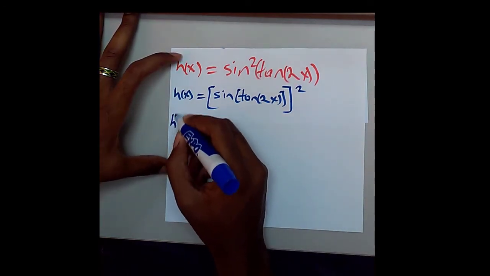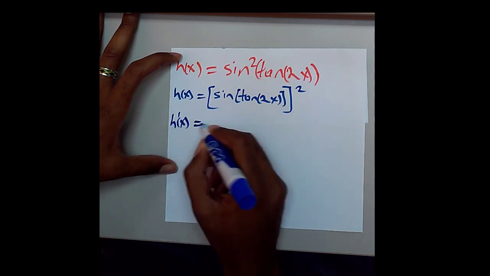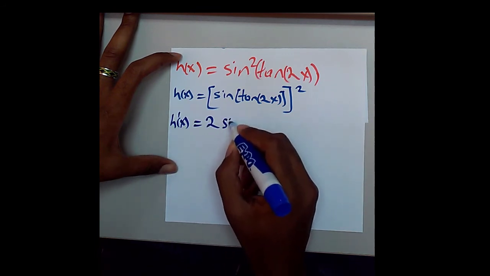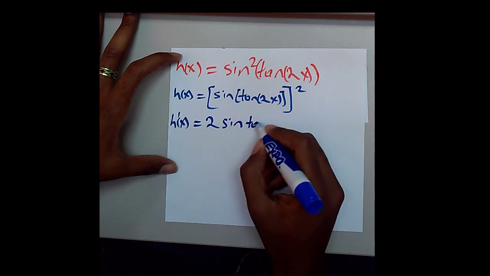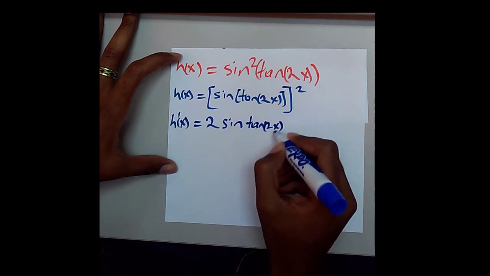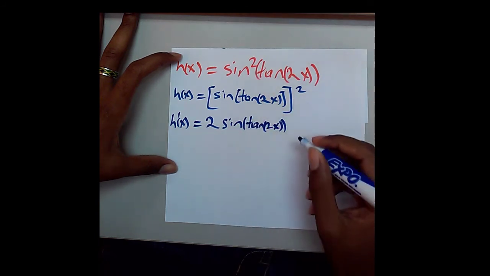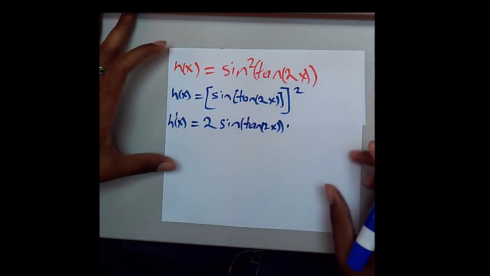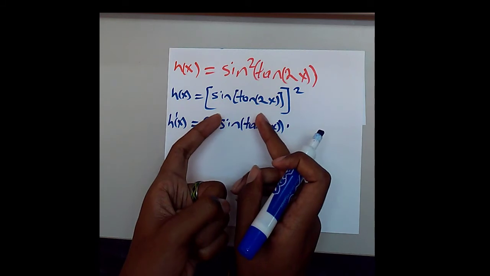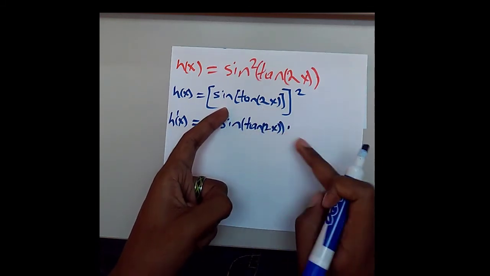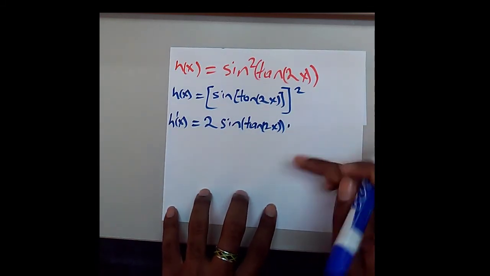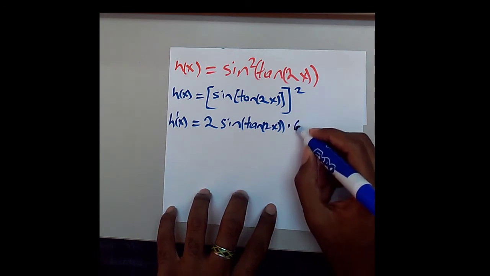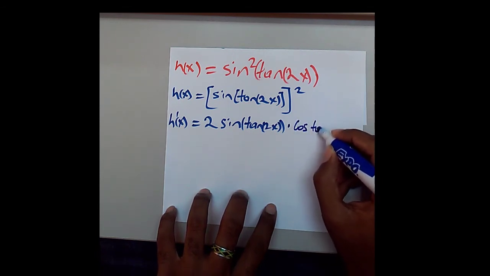So our h prime of x becomes 2 sine tan 2x, 2 minus 1 is just 1, times applying the chain rule. We must differentiate what's inside the bracket. The differential of sine tan 2x is just cos tan 2x.